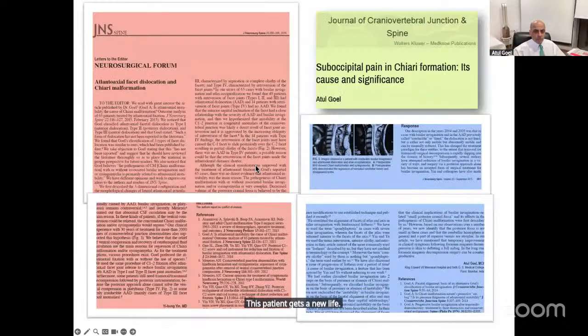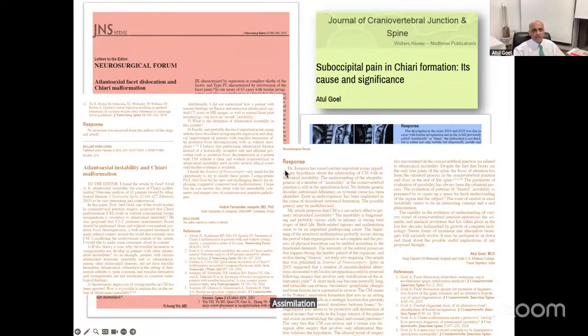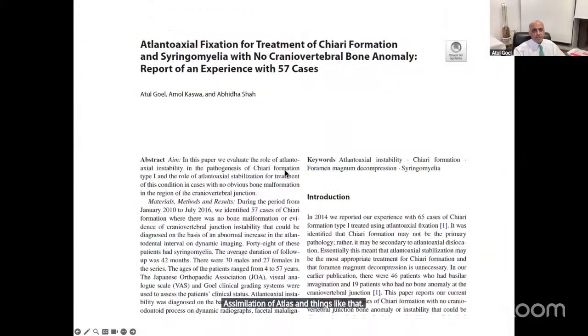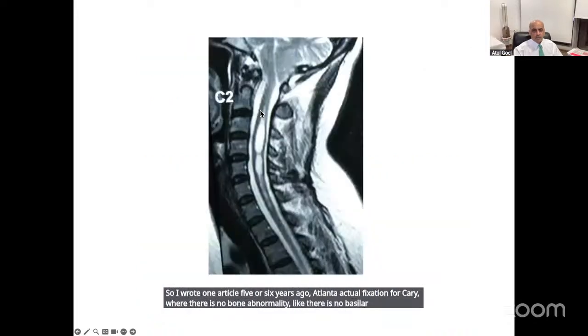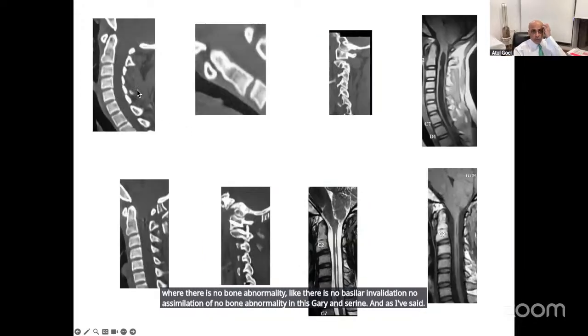And when I wrote this article, many people said that this might not work in cases where there is no bone abnormality like basilar invagination, assimilation of atlas, and things like that. So I wrote one article 5 or 6 years ago, atlantoaxial fixation for Chiari, where there is no bone abnormality, like there is no basilar invagination, no assimilation of atlas, no bone abnormality in this Chiari and syrinx. And as I have said, let me show you these kind of cases.